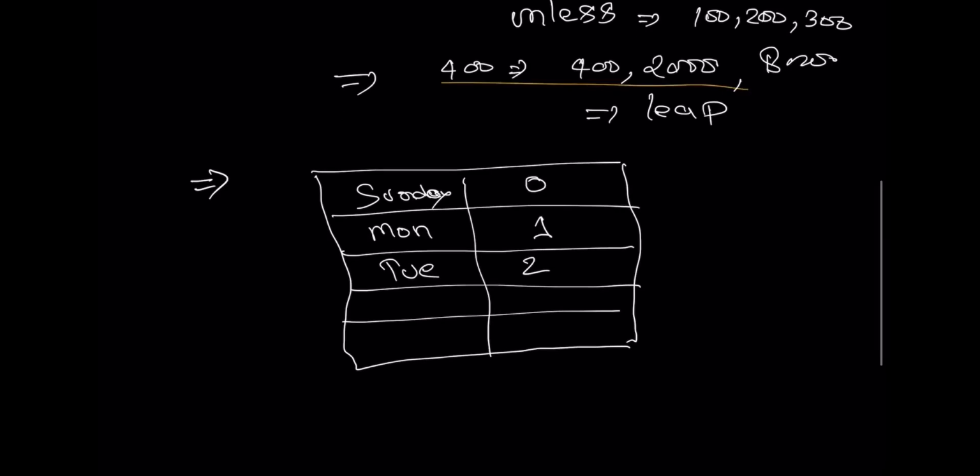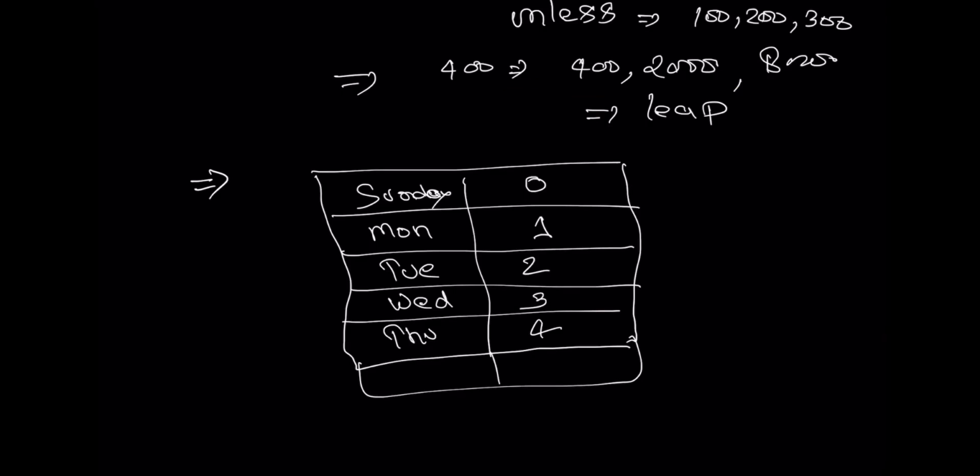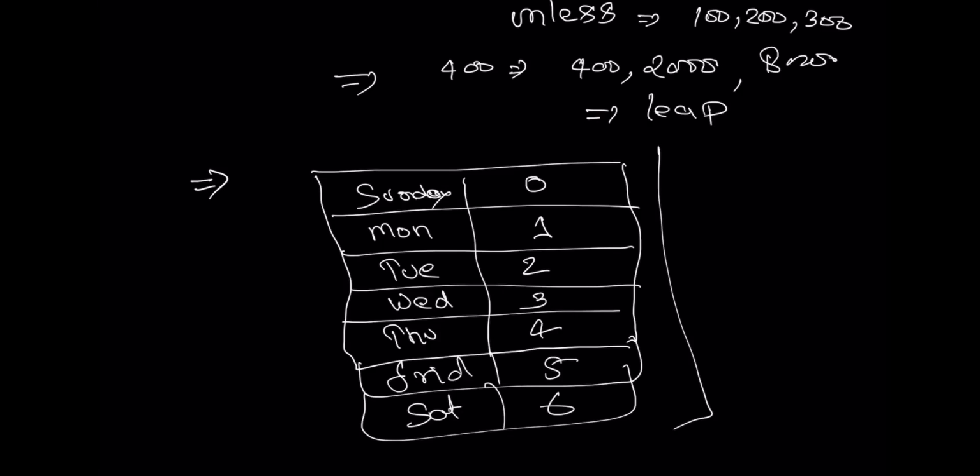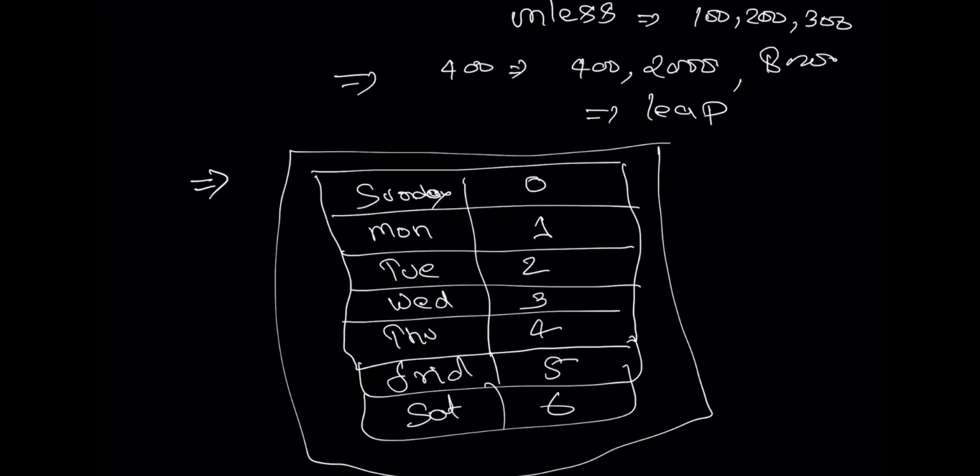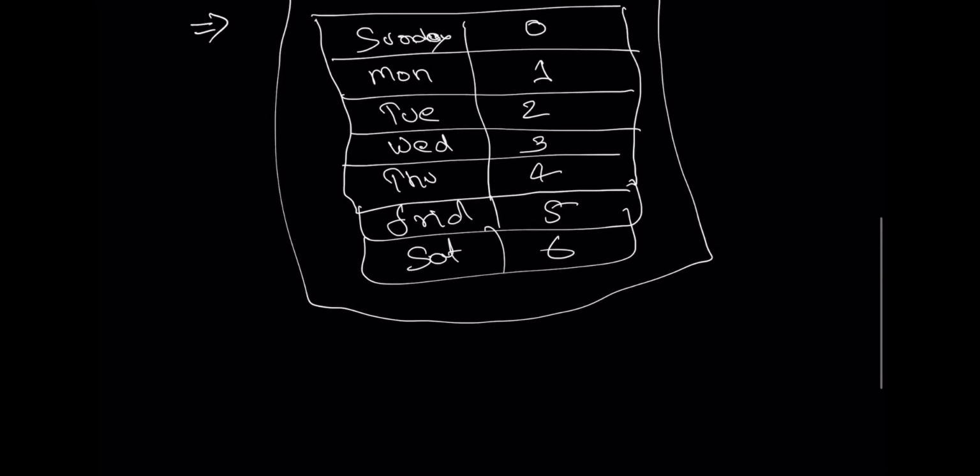Then Wednesday, we denote it by 3. Then Thursday, we denote it by 4. Friday, denote by 5. And Saturday, denote by 6. So this is something we keep in our mind. It's just that every day is represented by a number.